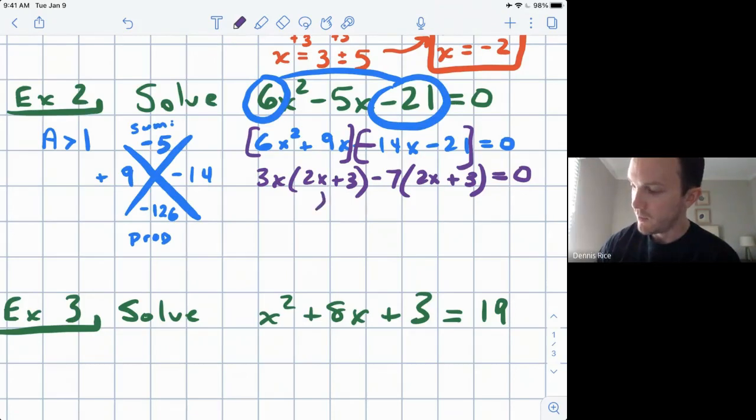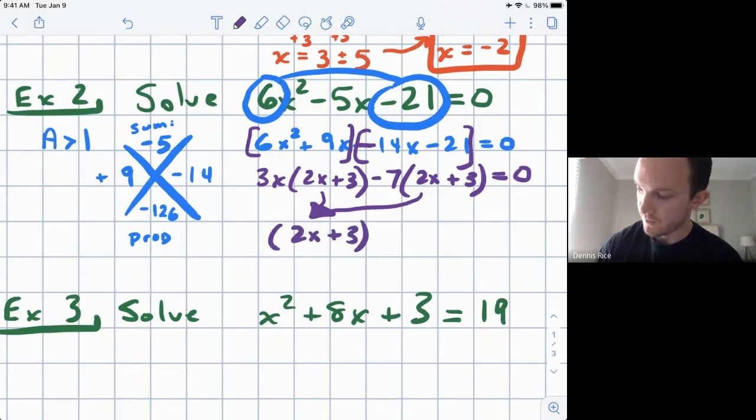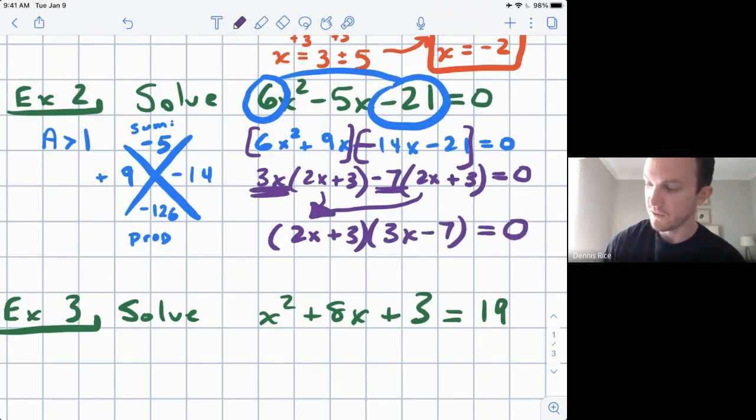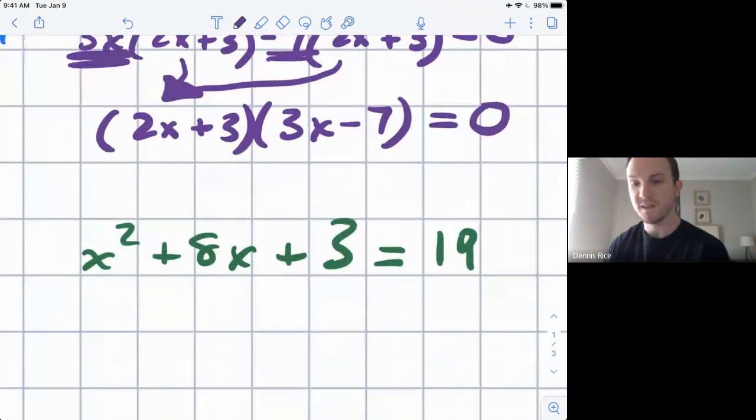Now we have a common bubble of 2x plus 3 we can factor out. We are factoring out a binomial. And I call these the leftovers. What's left over when you pull out a 2x plus 3? You're left with 3x minus 7. Okay, remember this is all set equal to 0. Sometimes with quadratics, if it's not set equal to 0, you have to do that.